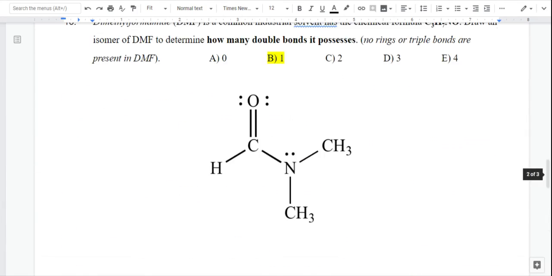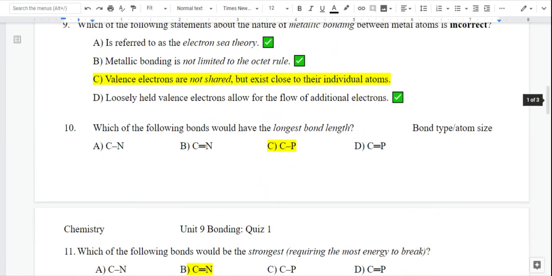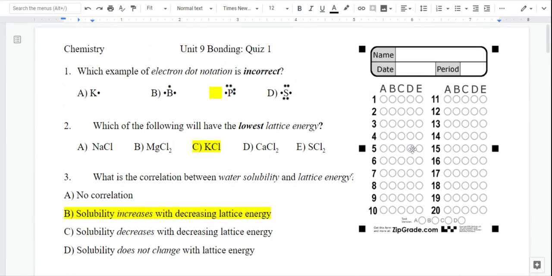So again, look over your quiz, look over these answers, study this along with the homework in preparation for the test on Thursday, and let me know if you have any questions.